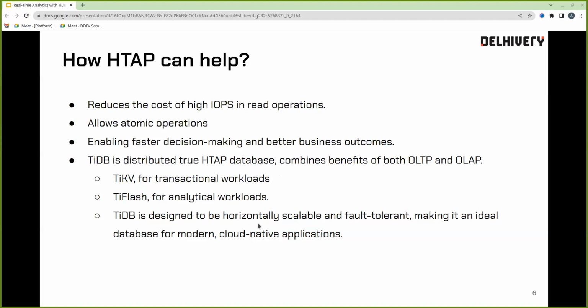And TiDB has a distributed architecture. Its scalability and fault-tolerant design make it an ideal choice for those seeking a powerful HTAP database solution. It harnesses the benefits of both OLTP and OLAP databases, which enables businesses to leverage real-time insights for faster decision-making and drive better business outcomes.